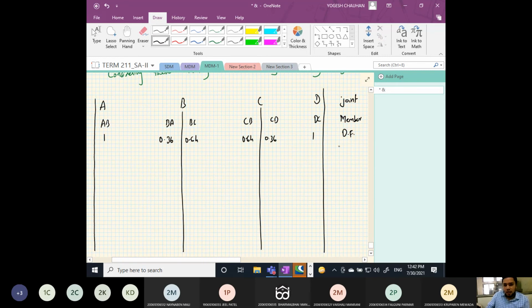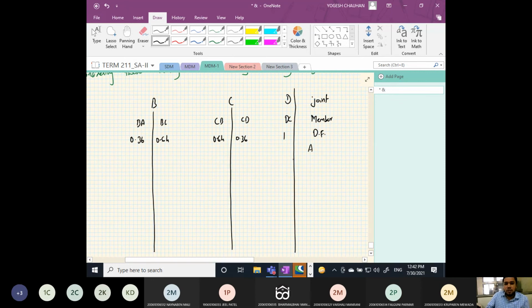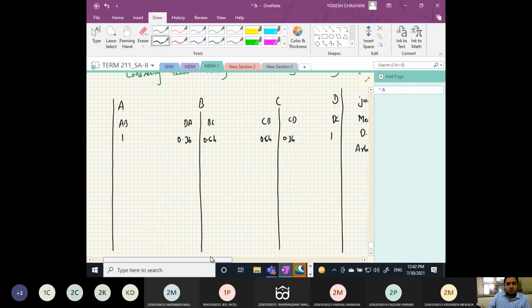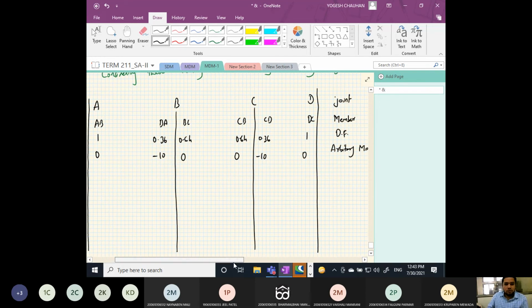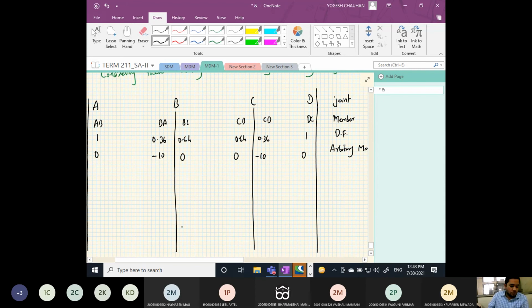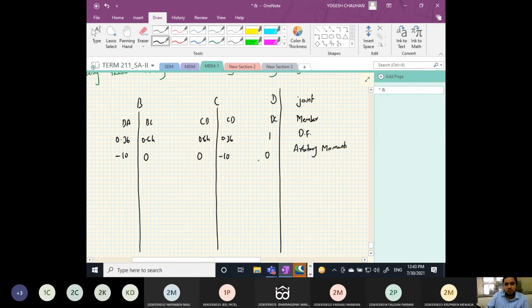And we write the arbitrary moments. Now instead of fixed moments, we use arbitrary moments here. Here arbitrary moment is 0. This is minus 10. 0 here, 0 here, minus 10 and 0. Okay. So now with these arbitrary moments, again you carry out the release, but you can skip this step here because these are 0 here.